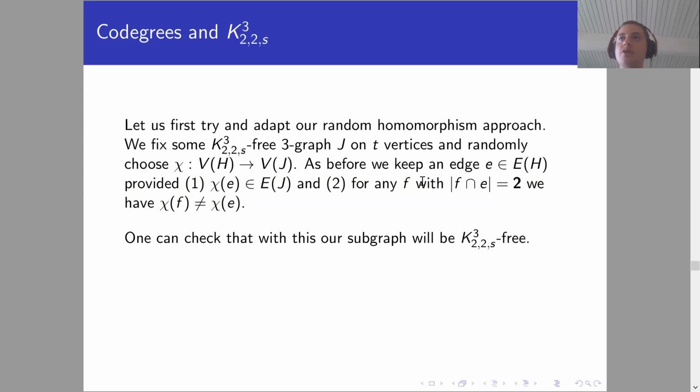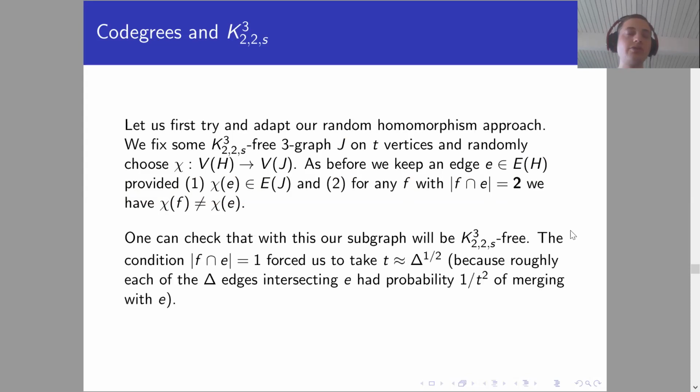One can check, if you go through the same argument we did before, that with this setup, our graph will be K_{2,2,s}-free. In particular, we don't have to impose any initial constraints on J like we did before, forcing it to be linear. Just being K_{2,2,s}-free and having these conditions is enough to guarantee that our subgraph is going to be K_{2,2,s}-free. So now it remains to compute how many edges we get.